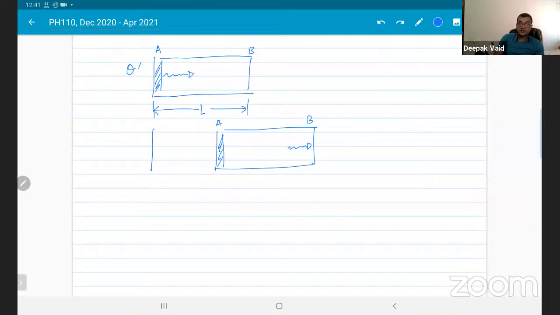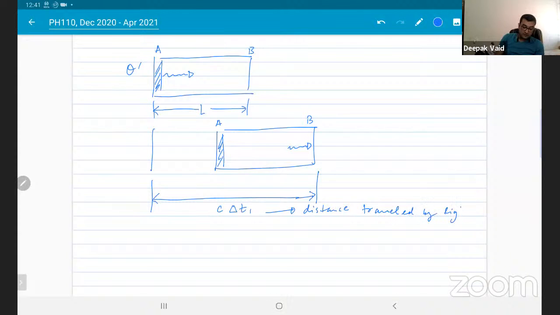what is the total distance that the light travels? The light goes from here to here. And what is this total distance? This is c times delta t1. This is the distance traveled by light, as seen by O.